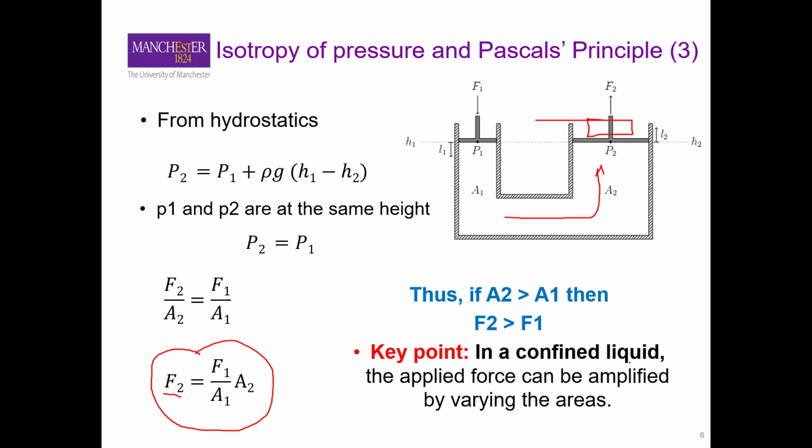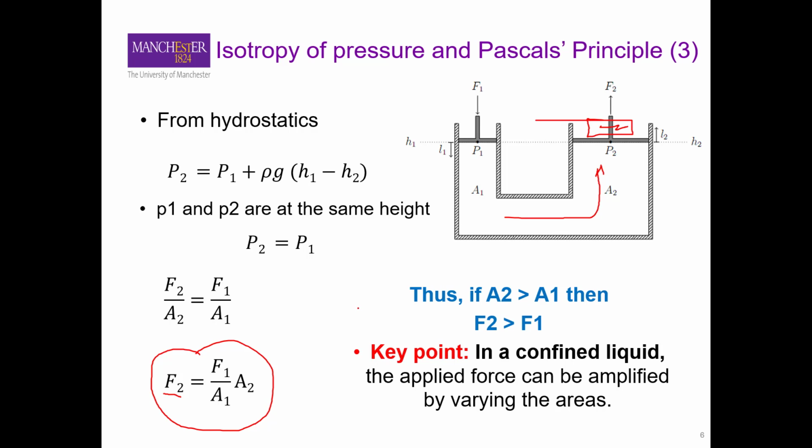So for a confined liquid, the applied force can be amplified by varying the areas. And we can increase this area or this force as much as we like by upscaling the area accordingly. So that is the reason why we place this car on the larger piston, because by doing that we can actually amplify this small amount of force into a much larger force that can actually lift the car. So that is the isotropy of pressure and Pascal's law.